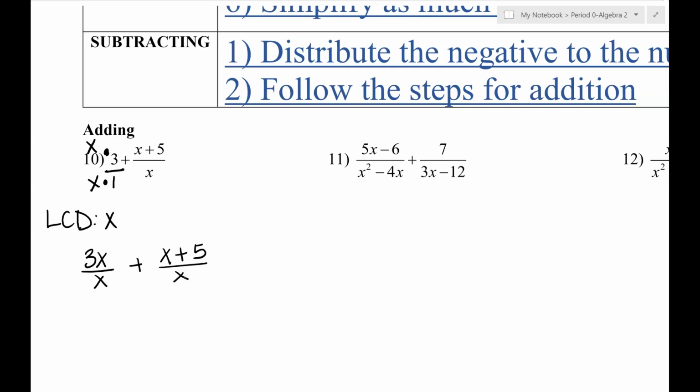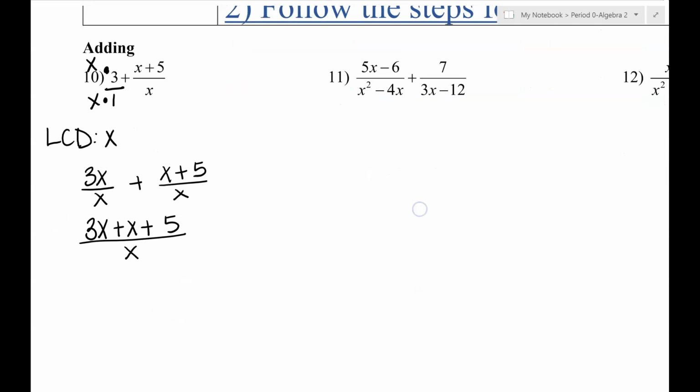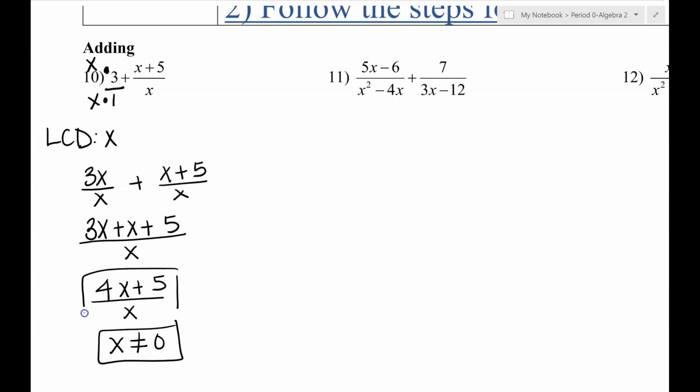Now what do you do here? Do we combine the top? Yeah, so let's combine the top. On the top, we have 3x plus 5 all over x. How many x's do you have on the top? 4 x's plus 5 divided by x. We now should find the, what is it that x can never ever be? 0. Can I do anything else with 4x plus 5 divided by x? No, so box that up.